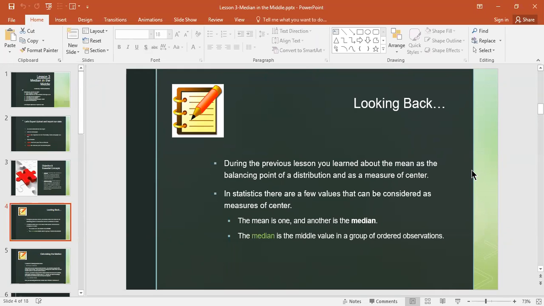It is the middle value, right smack dab in the middle of a group of ordered observations, okay? So it's important for the mean, it doesn't matter what order our data is in. For the median, it is important that we order our data from least to greatest, okay? From smallest to largest values. That is important. I'll give you guys a minute to write this down.